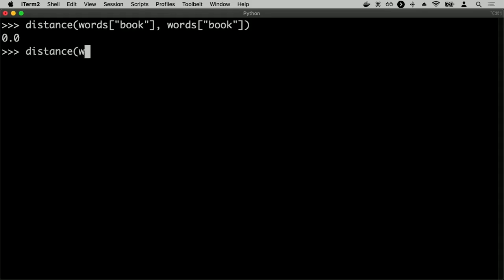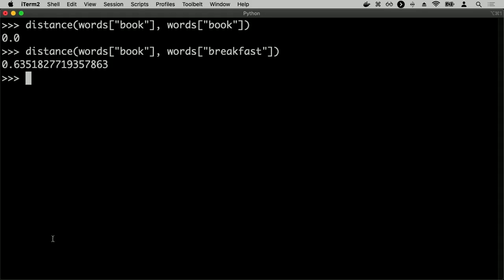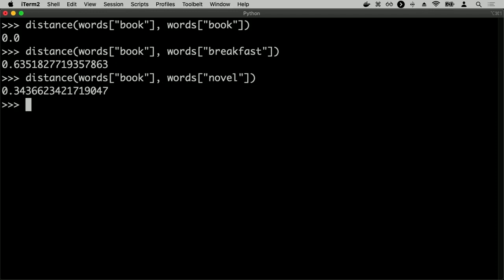But let's see how far away the word book is from a word like breakfast, where we're going to say 1 is very far away, 0 is not far away. All right, book is about 0.64 away from breakfast. They seem to be pretty far apart. But let's now try and calculate the distance from the word book to the word novel, for example. Now, those two words are closer to each other, 0.34, that the vector representation of the word book is closer to the vector representation of the word novel than it is to the vector representation of the word breakfast.